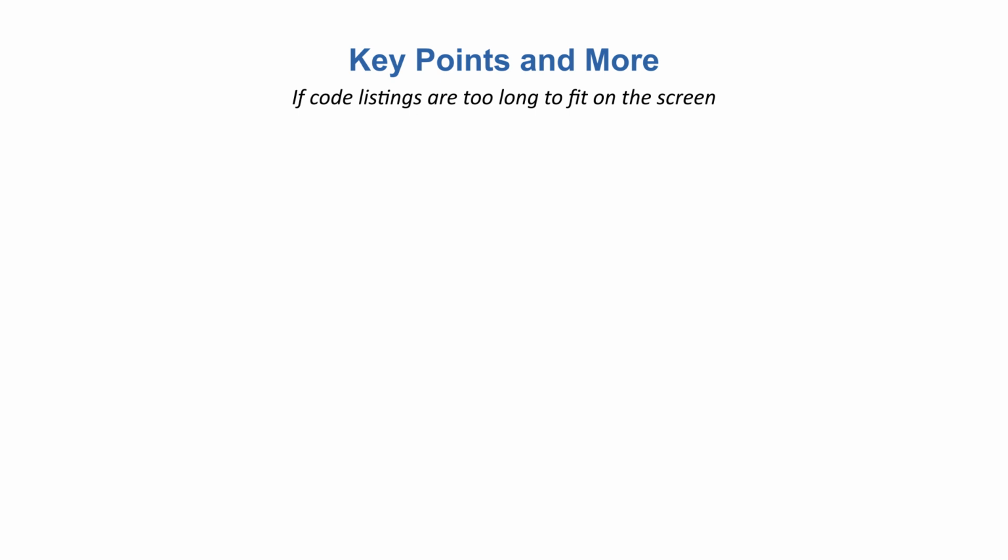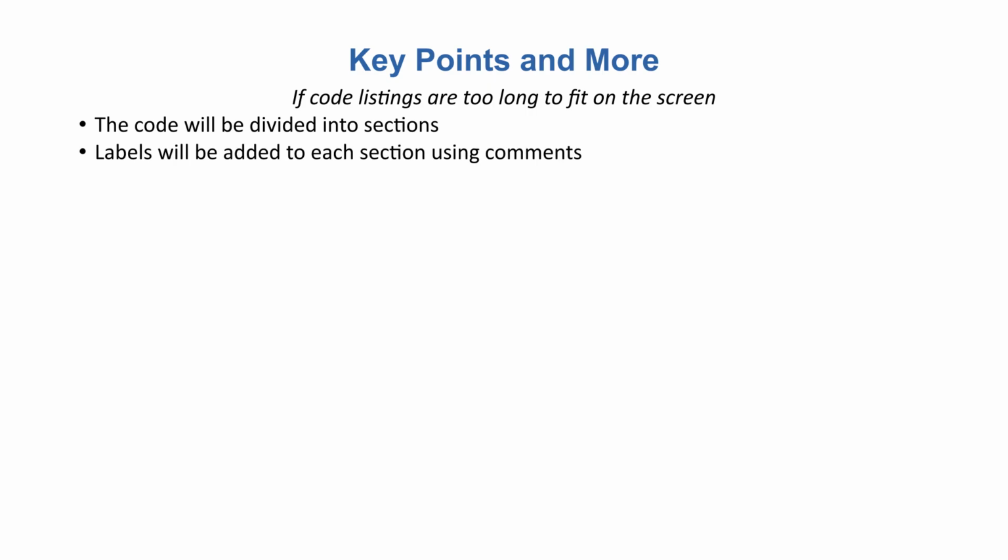Key points and more. If code listings are too long to fit on the screen, I'll divide code into sections, often each section in a different screen listing. I'll add labels to each section of code using comments. That way I can easily specify which section of code I'm referring to. The lines beginning with // indicate that anything following the slashes is a comment.